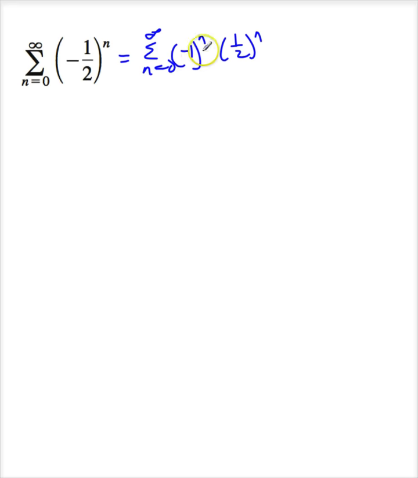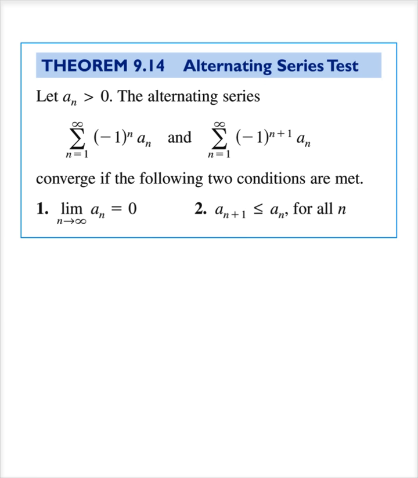So whenever you have this (-1) to a power, we're going to call that an alternating series. Now there are two ways you can have an alternating series. One is with the odd terms being negative, and the other one is with the even terms being negative.